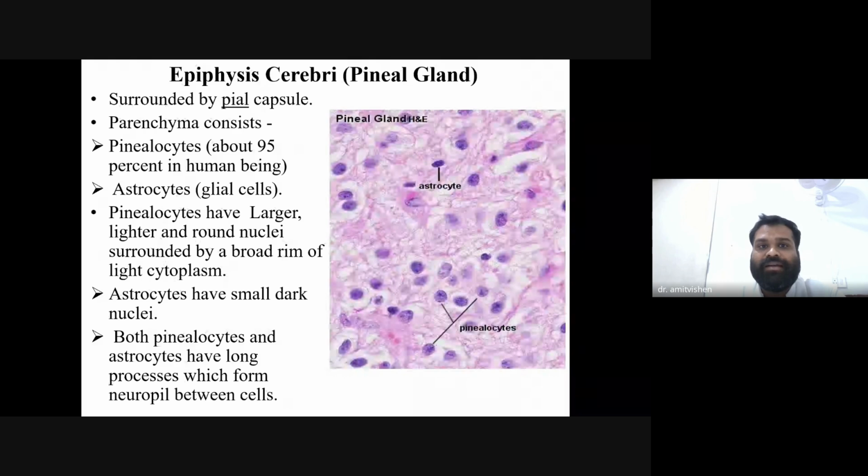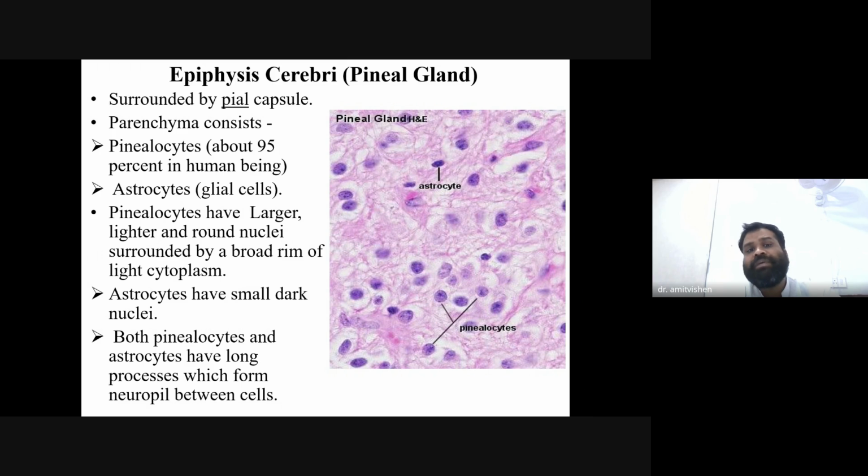The pineal gland, also known as the pineal capsule, consists of pinealocytes and astrocytes. The main glial cell present in the pineal gland is the astrocyte, but pinealocytes form 90% of the population in human beings. In animals also, pinealocytes are present in a higher amount.